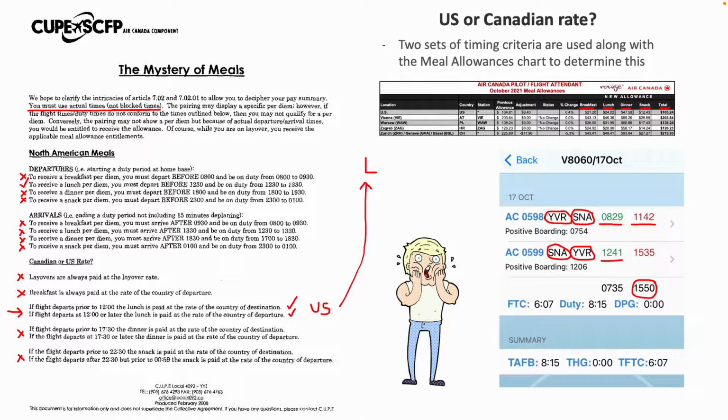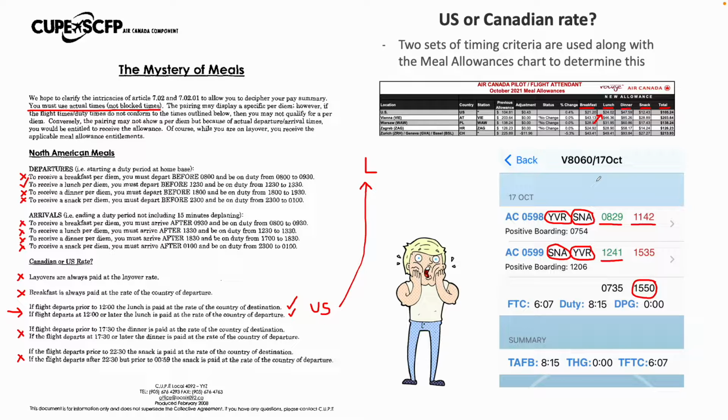So in the chart, we can look and find out what the lunch amount is. And when we look, it is $24.02. So that would be the amount that I would want to see in my flight summary as a lunch paid for this pairing.